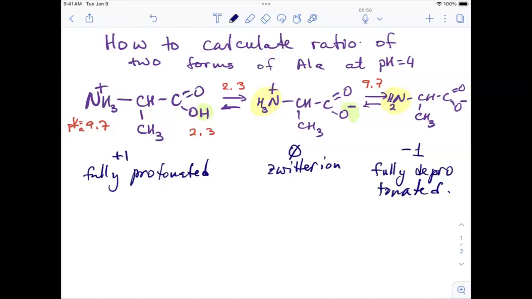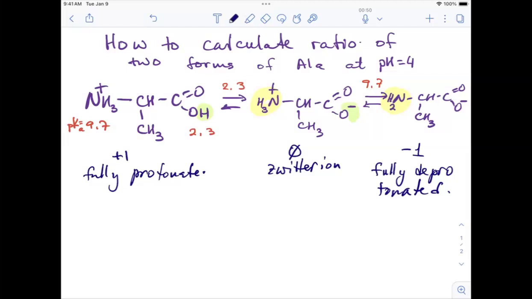So if our goal is to figure out the net charge at pH 4, all we have to do is look at the different forms and figure out where 4 belongs. So 4 is going to be between 2.3 and 9.7. The main form, the most abundant form, is going to be the Zwitter ion form. But what's the ratio of the two most abundant forms? Okay, 4 is closest to pK 2.3, much closer than to 9.7. So that's the pK I'm going to use.